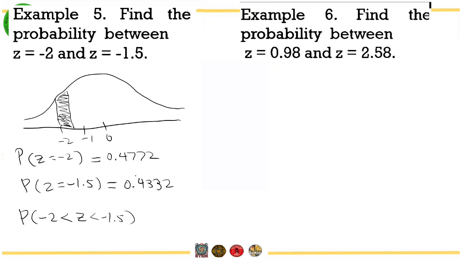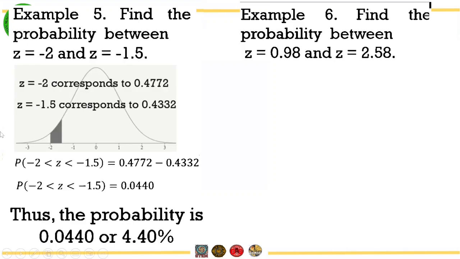So we have two areas. What do we do with the two areas? Shall we add or shall we subtract? We will subtract because if we check the illustration, it's very small. Therefore, we will subtract. Thus, the probability is 0.0440 or 4.40%. Number 6, find the probability between 0.98 and 2.58.